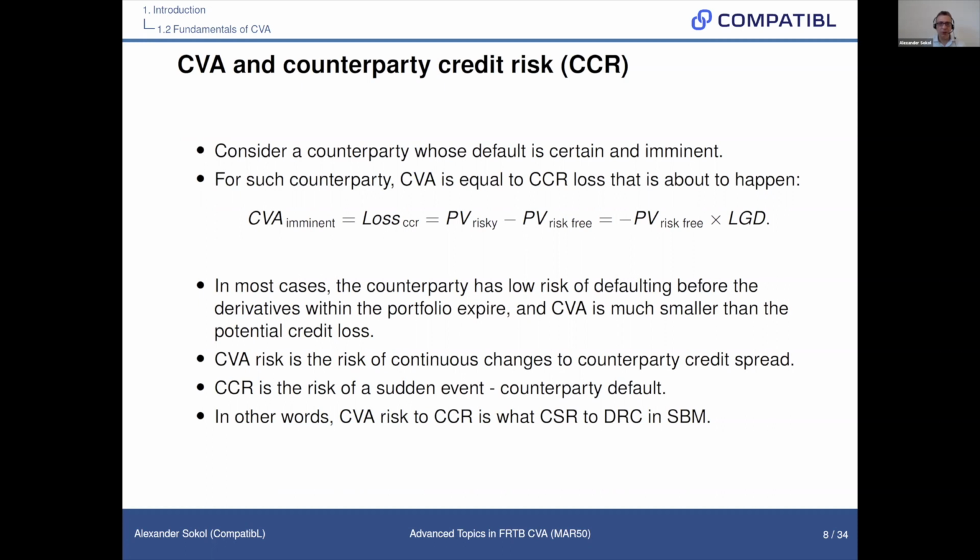In other words, if we're talking about the issuer, we have one term in the sensitivities-based method where we allocate capital for the changes in the credit spread of the issuer, and a separate default risk charge for the event, capital to protect in case of issuer default. So CVA risk is like CSR, and counterparty credit risk is like DRC, if we substitute counterparty for issuer. So these are in perfect symmetry.